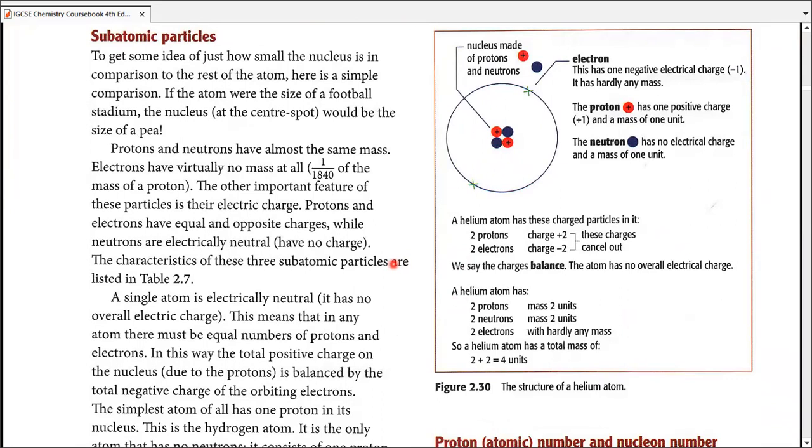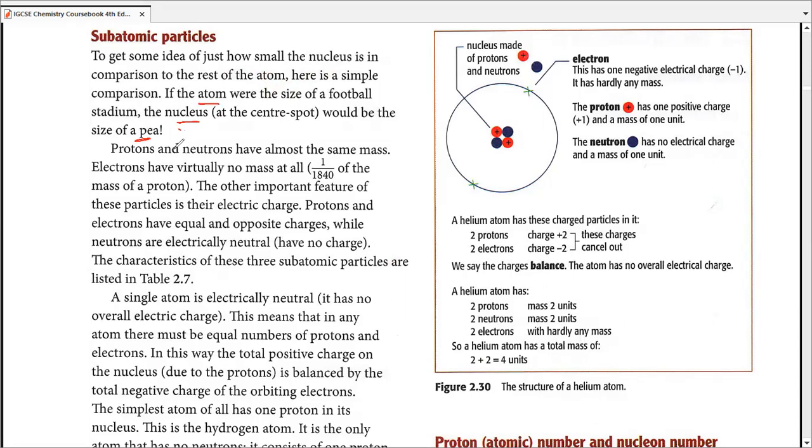So coming back to the structure of atom and the nucleus and the fundamental particles, they're going to give you a few ideas. To begin with, there is a simple comparison: size of nucleus as compared to the size of the rest of the atom. Now these lines are pretty good in giving you an idea that if the atom were the size of a football stadium, the nucleus would be at the center spot and would be about the size of a pea, which actually clarifies that most of the atom is empty space. Make sense?